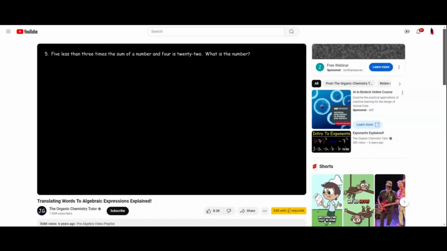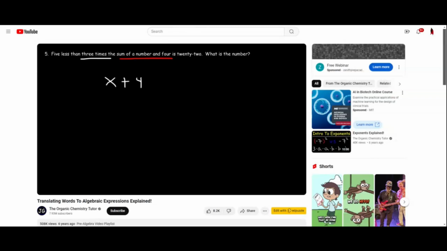Number 5. 5 less than 3 times the sum of a number and 4 is 22. What is the number? So how should we begin? Let's focus on the sum of a number and 4. So the sum represents addition. So x plus 4, x is the number. That's the sum of the number and 4.